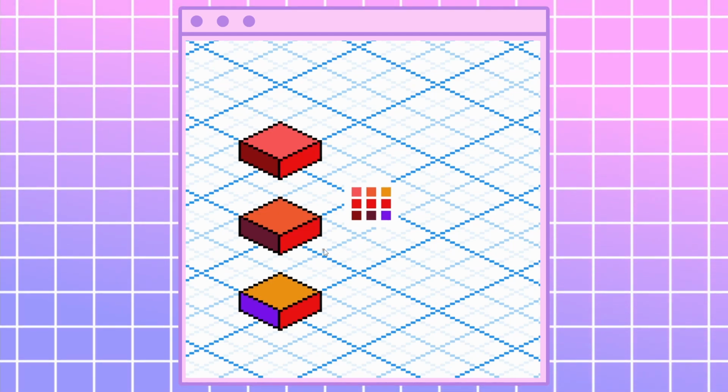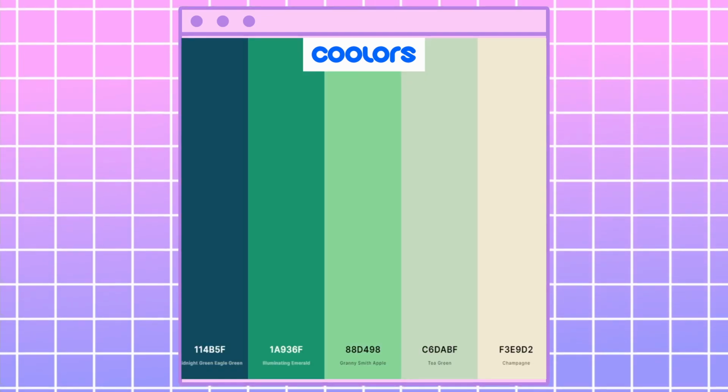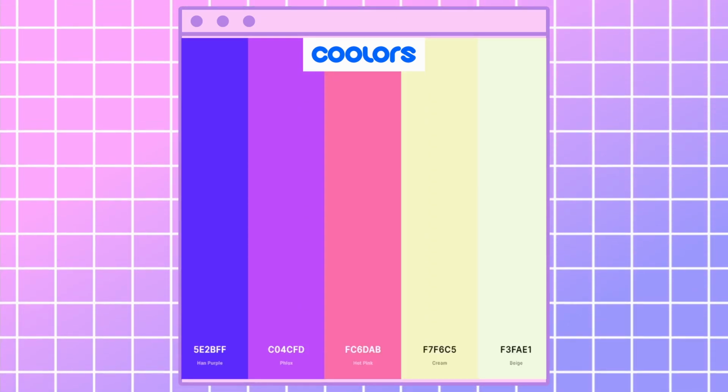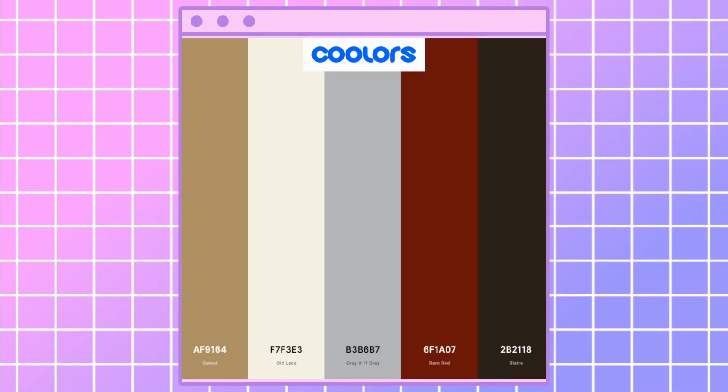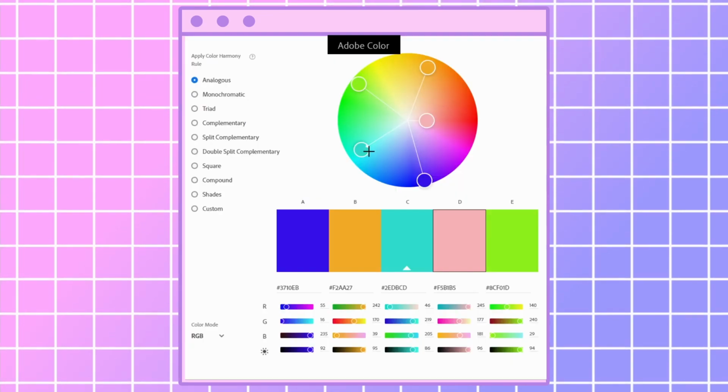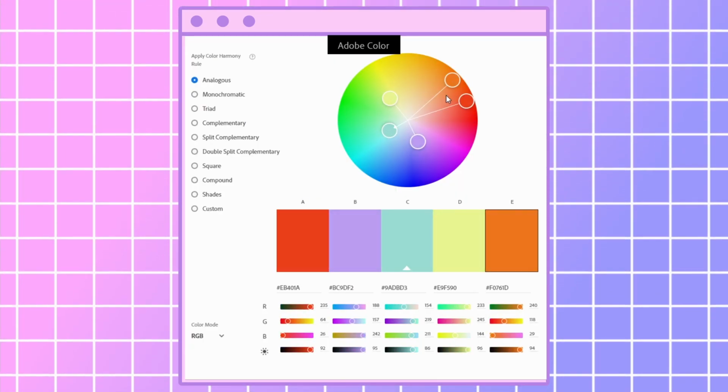Now, the main thing when talking about color is to make or choose a color palette. There are many sites out there that can generate color palettes or extract them from an image, such as Coolors, Adobe Color, and specific for pixel art, you have Lospec.